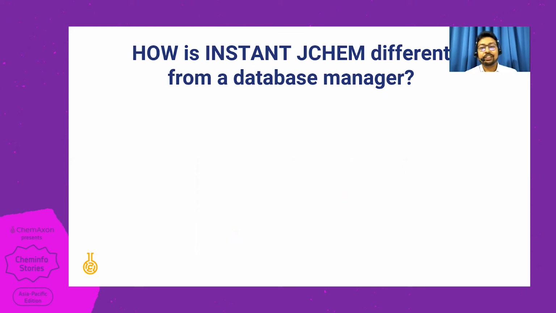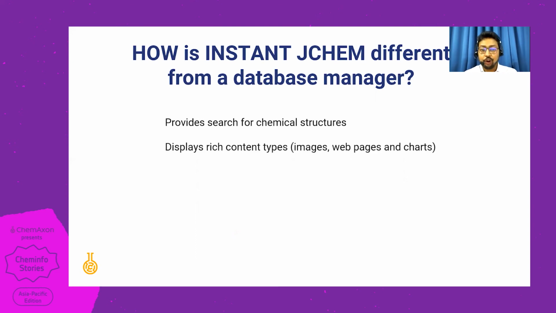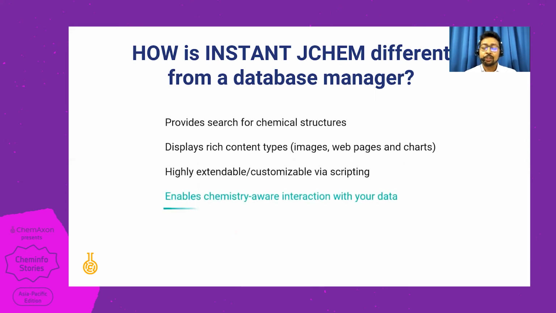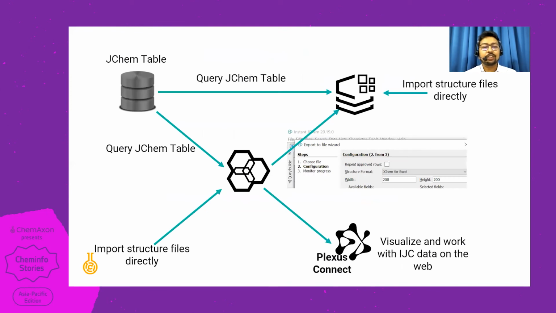So how is Instant JChem different from other database managers? As I said, it provides a very powerful chemical search engine. It can display rich content types. It is highly extensible. We can support you in extending it through the scripting. So if you combine all of these, you basically end up with a tool that enables chemistry-aware interaction with your data. Now, how do all of these, Instant JChem and JChem for Office, come together?